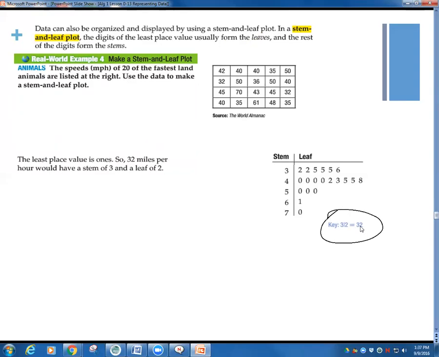Now, if I have 4 and this 5 means that represents one of the animals that was 45 miles per hour. Notice there's 2 5s, so that represents 2 45-mile-an-hour land animals. There's 3 zeros, so that means 3 animals can go up to 50 miles per hour.